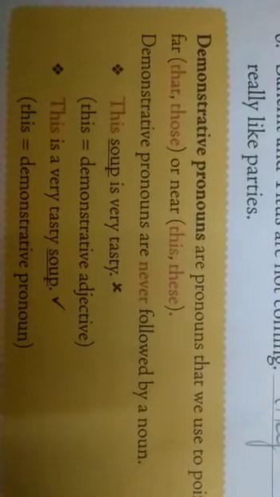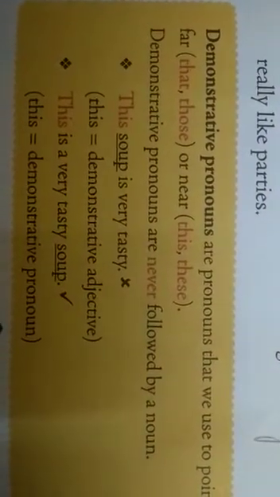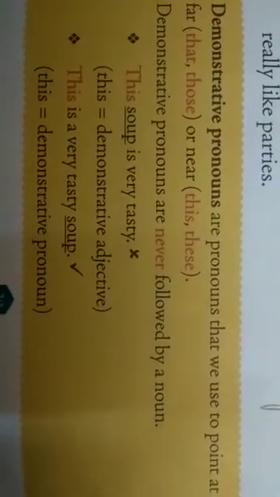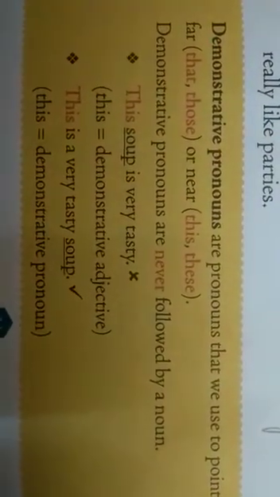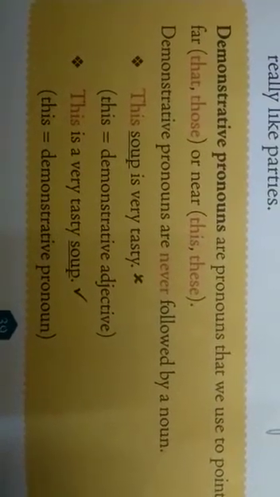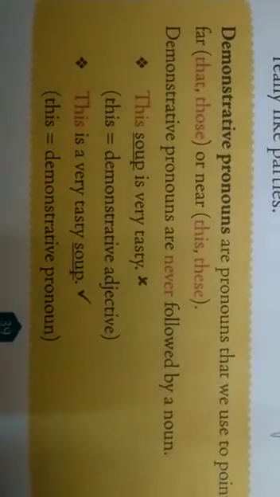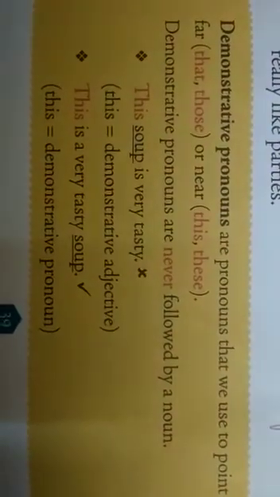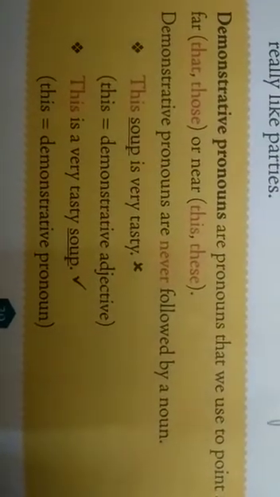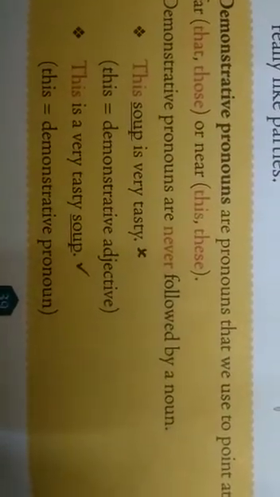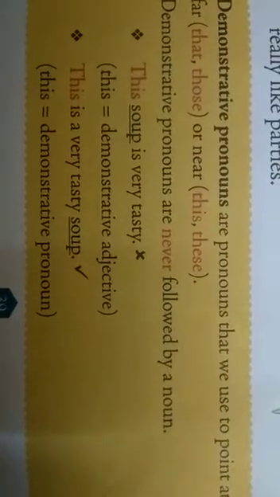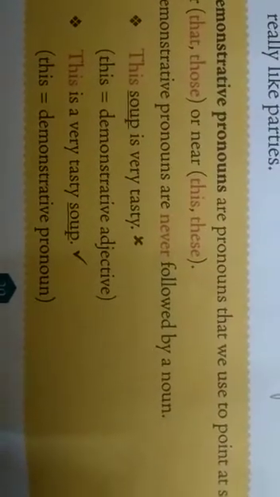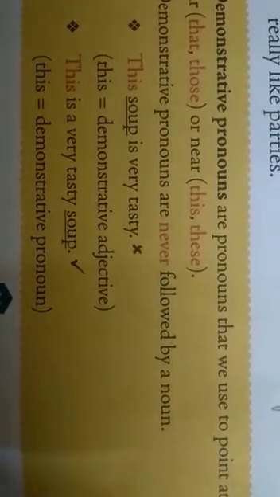Demonstrative pronouns are used to specify where the objects are, either far or near. The objects which are far, we denote with the words that or those. That, for the singular object. Those, for plural objects. Or near: for the object which is near, we use this. More than one, we use these.